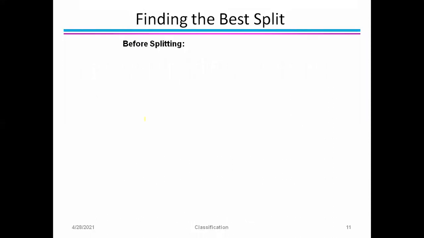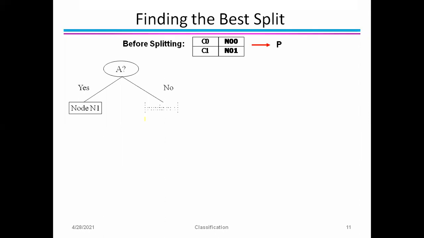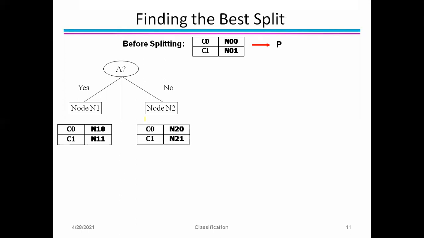So consider this example, that is before splitting. Consider C0 and C1. N00, according to the example, is 10. C1 is N01, that is also 10. So this is before splitting, and that is called P. Then attribute A. For attribute A, if yes, then node 1. If no, then node 2. Then calculate what is C0 and what is C1 for this. For node 2 also, calculate how many C0 and how many C1 we have.